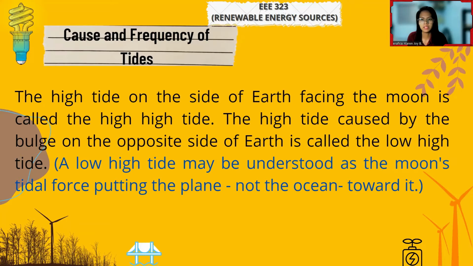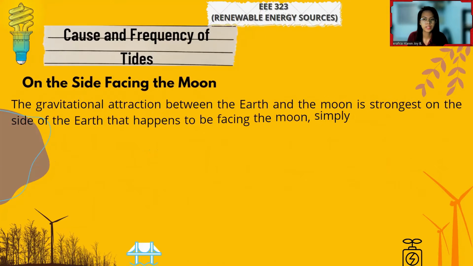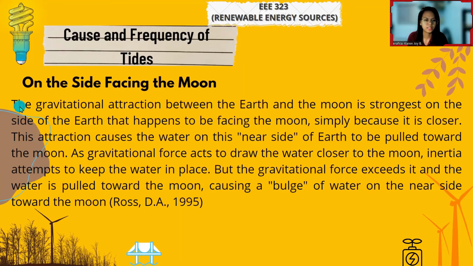So para mas malinawagan pa tayo sa high tide and low high tide, next natin. On the side facing the moon, the gravitational attraction between the Earth and the moon is strongest on the side of Earth that happens to be facing the moon simply because it is closer. So nakaharap siya sa moon, mas malapit siya sa moon. This attraction causes the water on this near side of Earth to be pulled toward the moon.